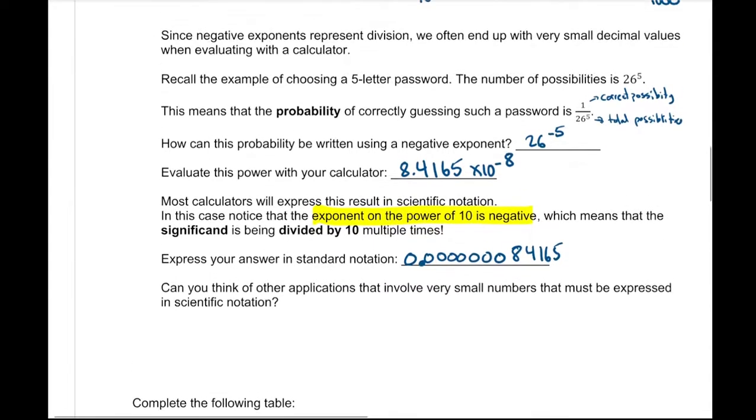We've talked about when we might have used very large numbers, but can you think of other applications that involve very small numbers that need to be expressed in scientific notation? So when might we have extremely small numbers? You don't need to come up with an answer right now, but think about when you might deal with very small numbers where you need to use scientific notation.